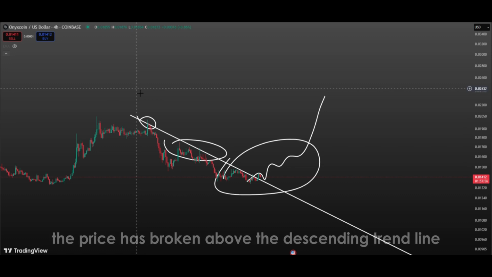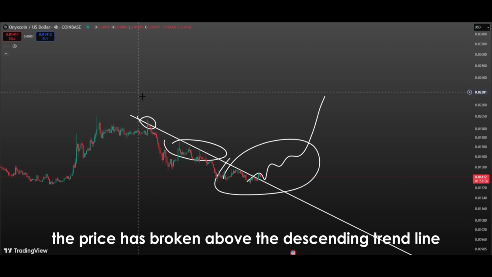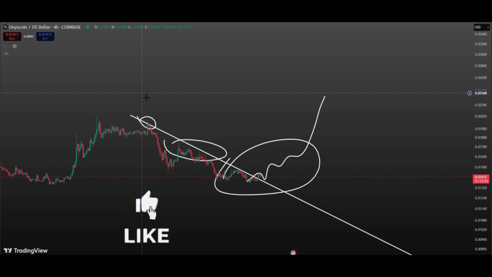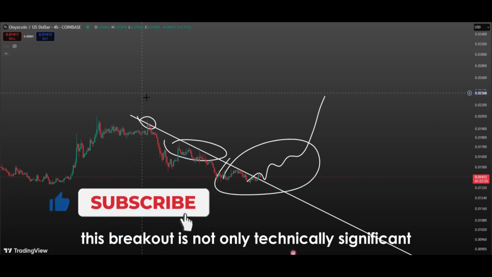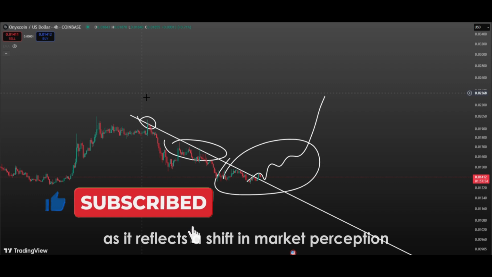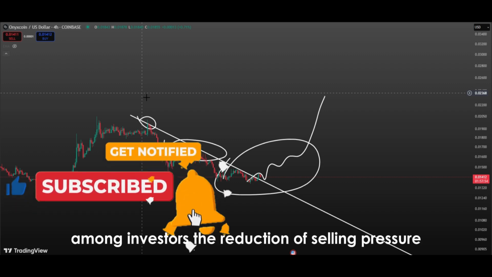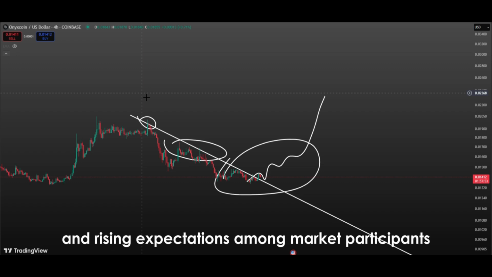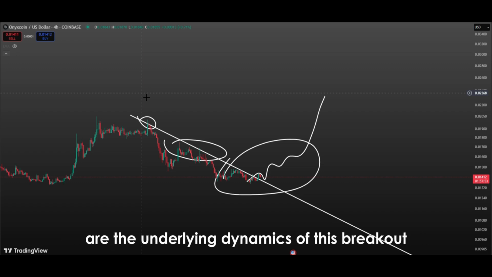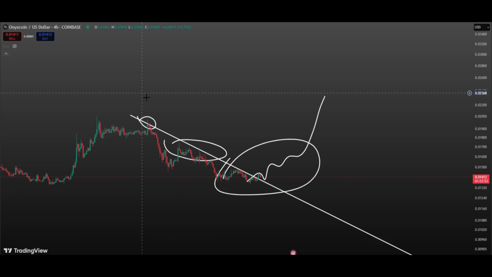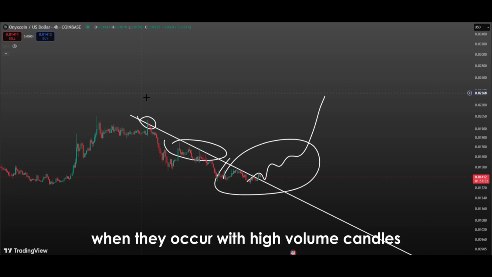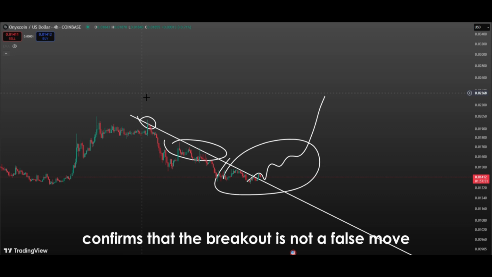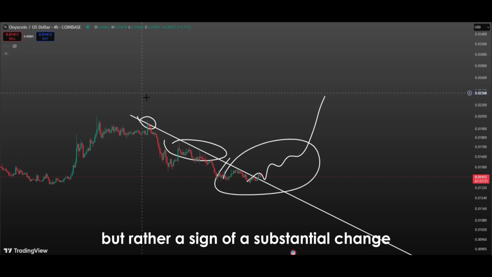In the current scenario, the price has broken above the descending trend line that had been in place for some time, generating a noteworthy technical signal. This breakout is not only technically significant, but also psychologically important, as it reflects a shift in market perception among investors. The reduction of selling pressure, increase in buying interest, and rising expectations among market participants are the underlying dynamics of this breakout. Such breakouts are especially meaningful when they occur with high volume candles. A strong volume confirms that the breakout is not a false move, but rather a sign of a substantial change.